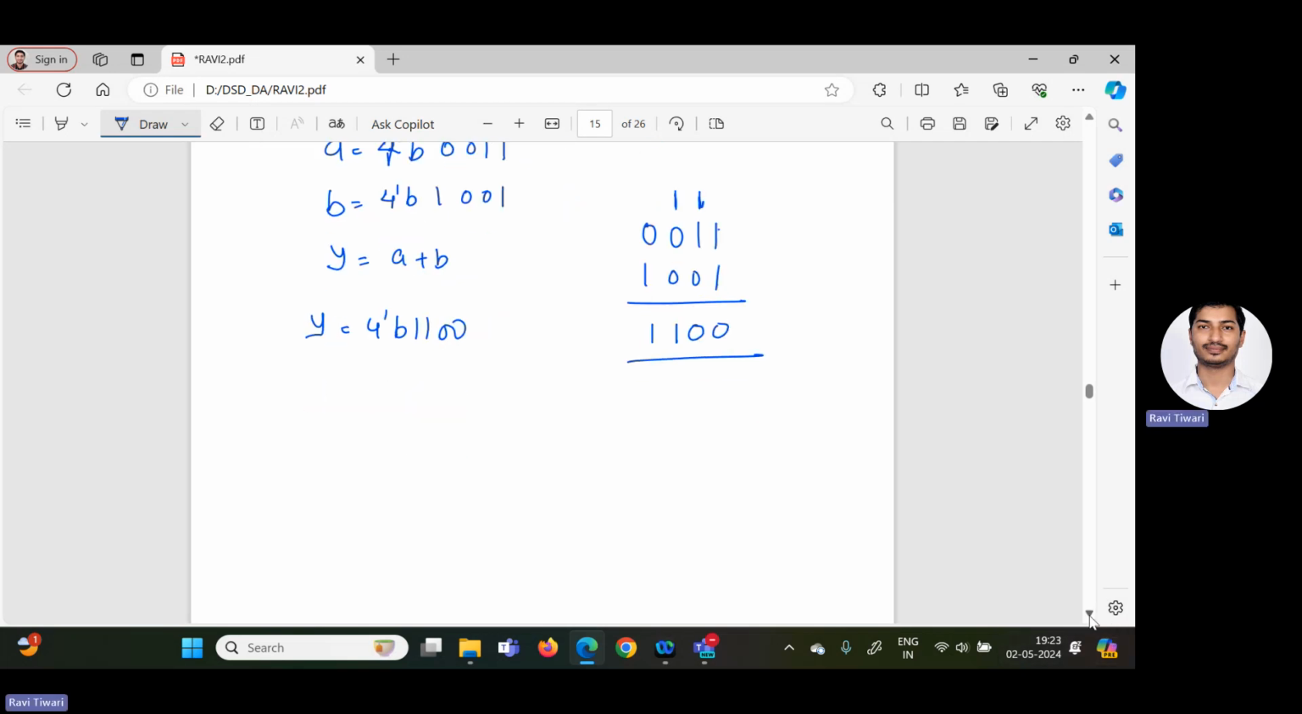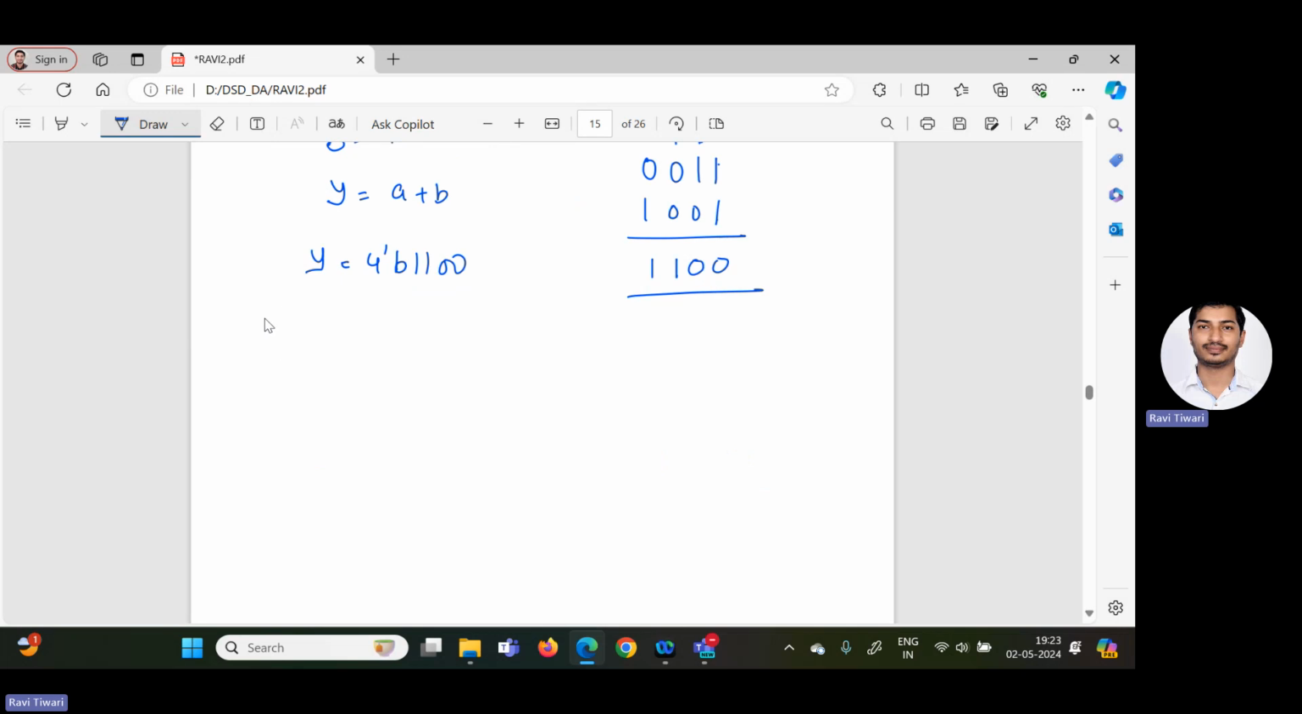Now we will see the third type. The third type is the relational operator. In the relational operator, it will compare two numbers and return either 0 or 1. If it is true, then it will give you 1. If it is false, it will give you 0. For example, I am writing a is equal to 4'b1100, and I am writing b is equal to 4'b0011. And here I have written a is greater than b.